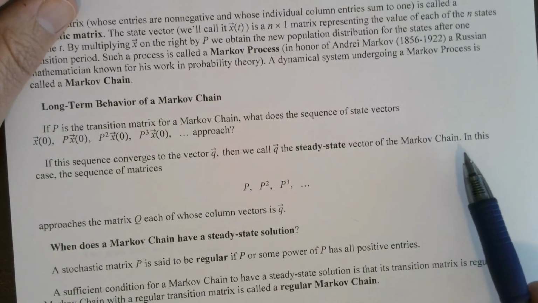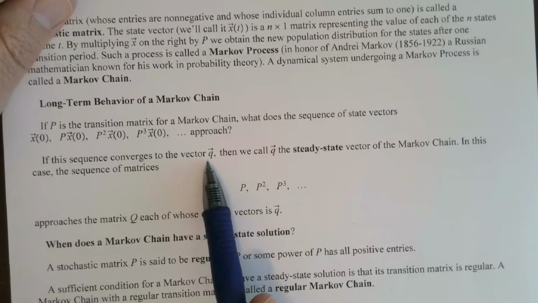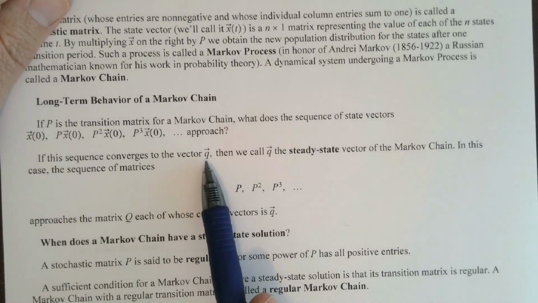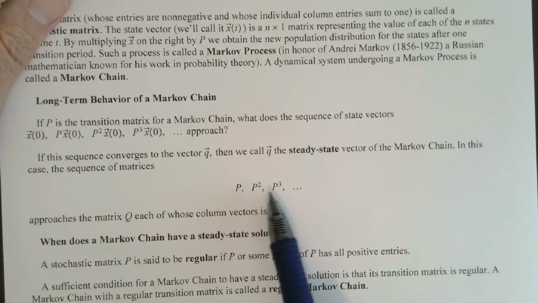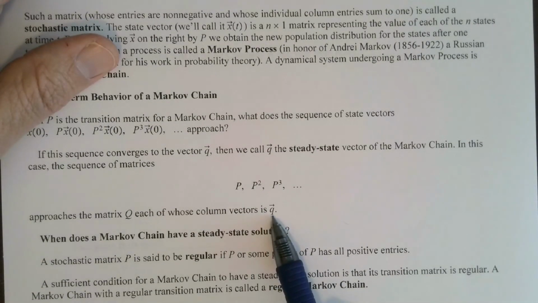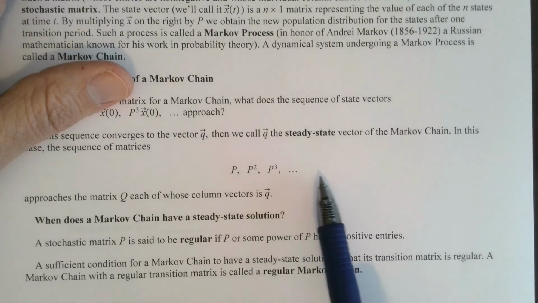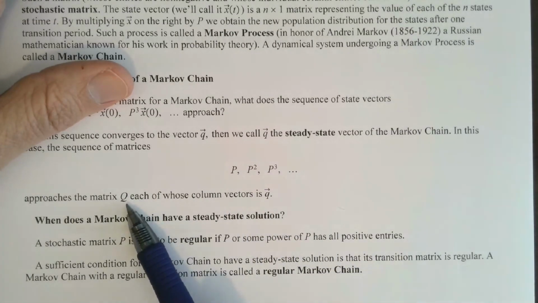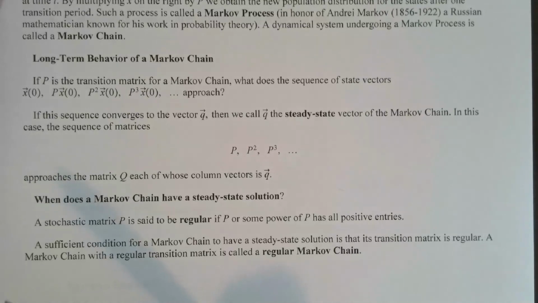The answer to that can be asserted in a couple of ways. If we do converge to some vector q that contains those steady state solutions, which we call the steady state vector, then the sequence of matrices P, P squared, P cubed approaches a matrix Q, each of whose columns is q. That's very interesting: the sequence of this n by n matrix, as we take bigger and bigger powers of it, approaches a fixed matrix Q, where each column is identical and equal to the steady state solution. So if we do have a steady state solution, that happens.